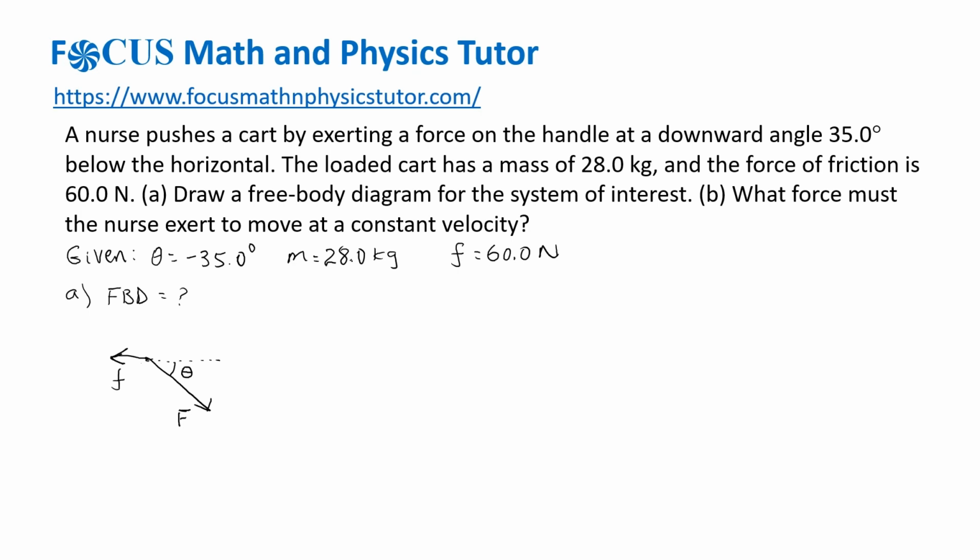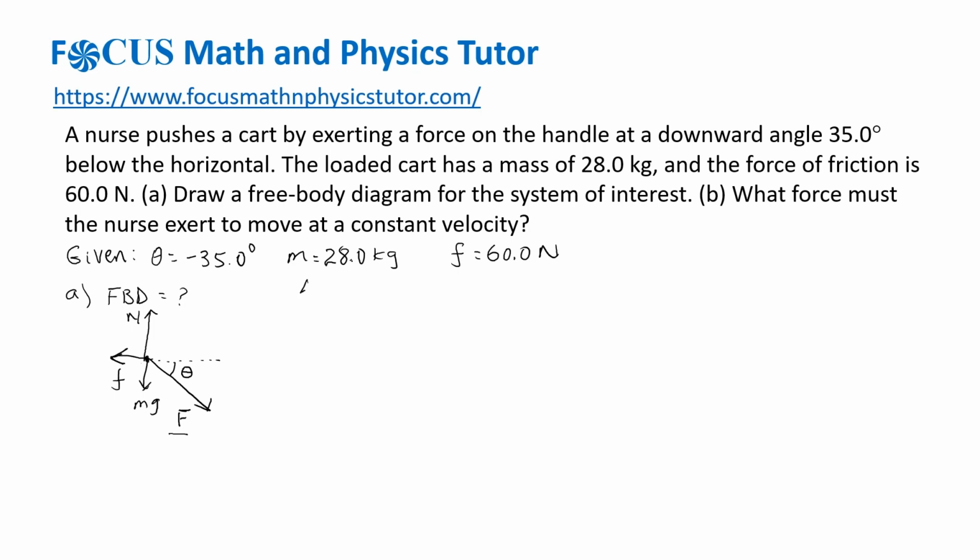Okay. What other forces do we have? We have mg downward. Now, notice we have the component of F in the vertical direction as well. And there is no motion in the vertical direction. Therefore, there will be a normal force exerted by the floor on the cart. That will be upward. Normal force is equal, in magnitude, to mg plus the vertical component of F. So this is a free body diagram.